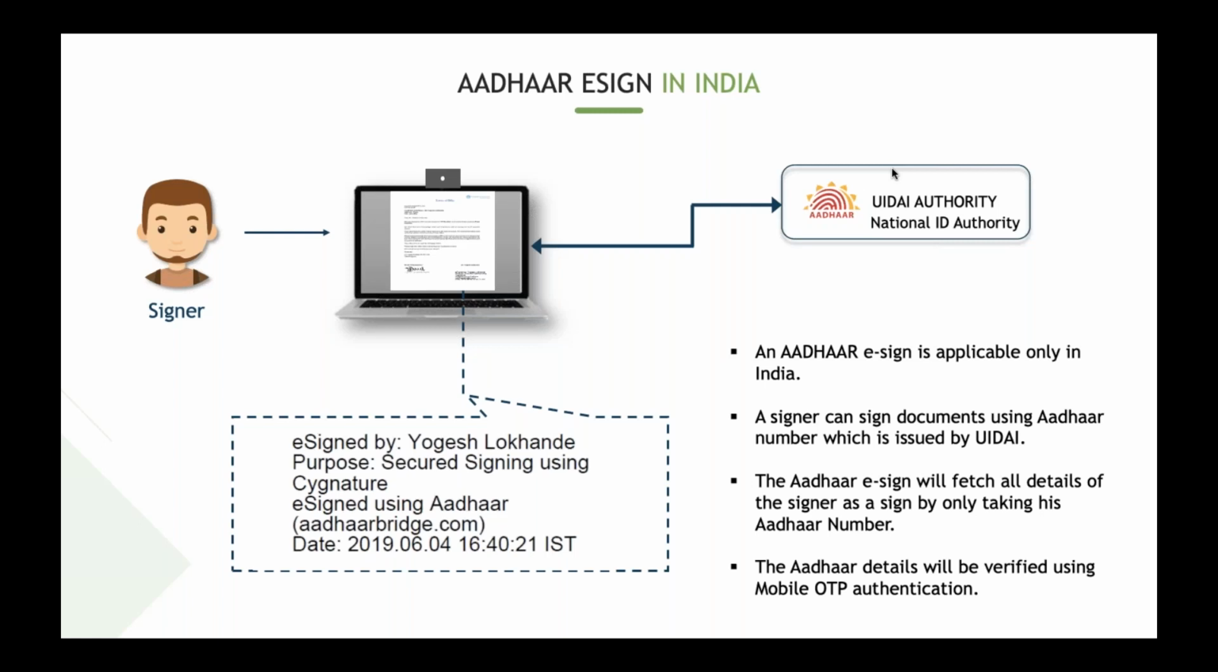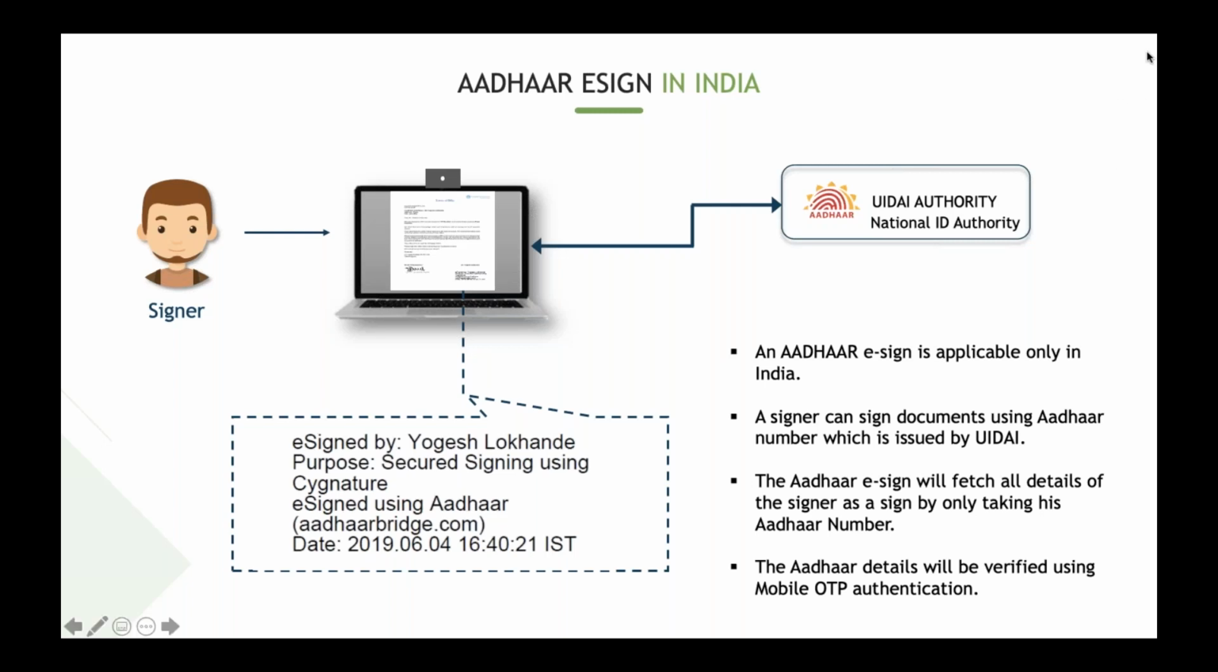So Aadhaar e-sign is applicable only in India. A signer can sign documents using an Aadhaar number. I don't know how many of us knew about this, but yes, you can sign documents using an Aadhaar number, which is issued in India. You just need to put your number, and it's very quick and easy. It is the most secure method of signing documents in India, because it verifies all the details you have as a resident of India. You've given all your details to UIDAI, so your identity is thoroughly verified when you're signing a document.